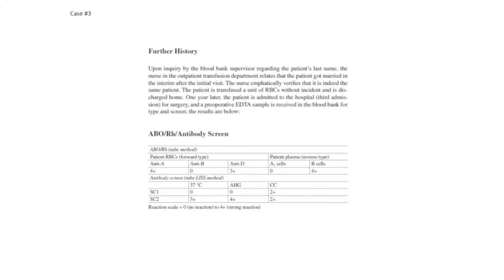So what is the relevant history here? So now, as we know that the patient did get married, it is the same patient. The patient was transfused a unit without any incident, and this is her 3rd admission for surgery. Correct. So we verified now that in fact it was the same patient. She did get the blood, presumably A positive blood, that was without incident, and she's admitted. Now she comes back a year later. Now this is the 3rd admission to the hospital.